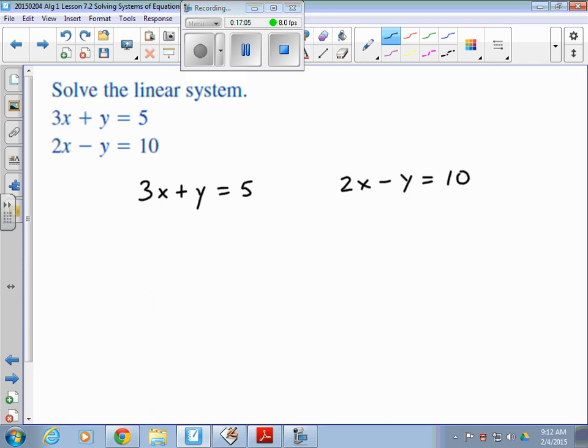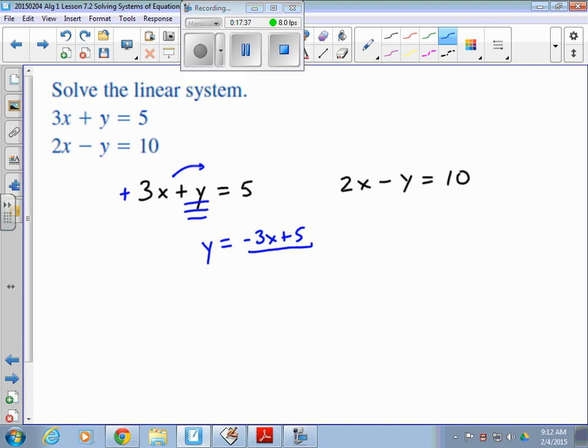The easiest variable to isolate, the easiest one to get by itself, is this one right here because its coefficient is 1. So you want to get that y by itself. In order to do that, you want to bring 3x to the other side of the equal sign. So y equals: 3x was positive on the left. When you undo that plus 3x by subtracting it, it becomes negative 3x on the right. Positive 5 is already on the right, so it's going to stay there. Notice what we did right there is we got y isolated all by itself.